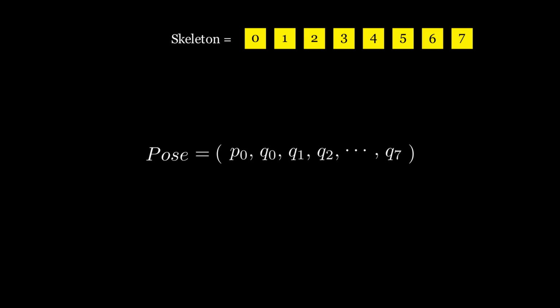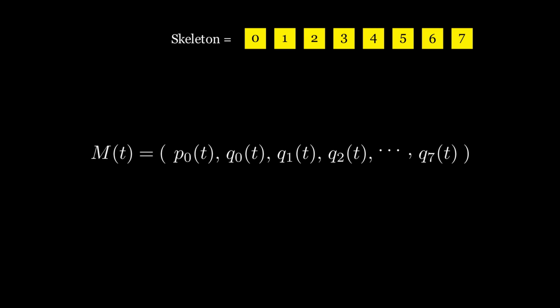If I want to do a motion out of this, a motion is a function of time that is parameterized with the same information, but each parameter now needs to also be a function of time. So now I have a motion that can change through time, and that's usually the formula we'll see in all the papers.